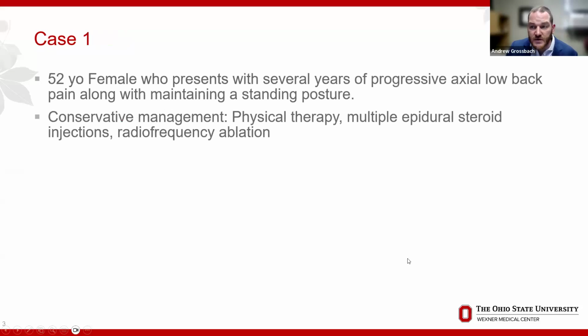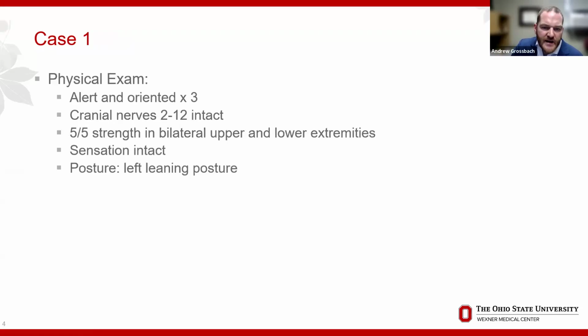Here's my disclosures. So we'll get into cases here. First case, 52-year-old female, presents with several years of progressive axial back pain, difficulty maintaining standing posture, has done all the conservative modalities, physical therapy, steroid injections, RFAs, radiofrequency ablations. And here's her exam. She's intact, but she does have a left-leaning posture.